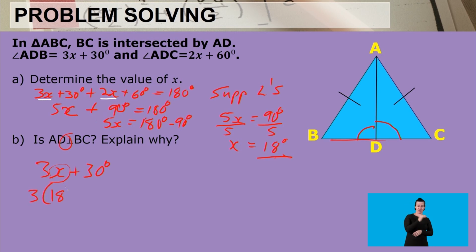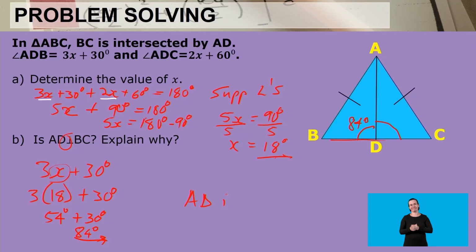So it will be 3 multiplied by 18 plus 30 degrees. And what is 3 multiplied by 18? Let's check. It gives us 54. So that is 54 degrees plus 30 degrees, and that gives us 84 degrees. So one side there will be 84 degrees. And because it is 84 degrees, it is not 90. Therefore, those two are not perpendicular. And so we say AD is not perpendicular to BC.